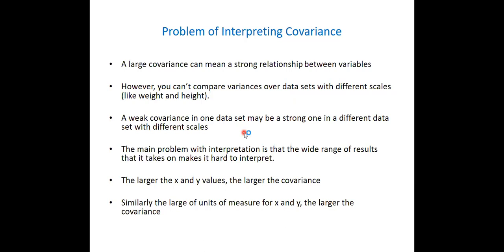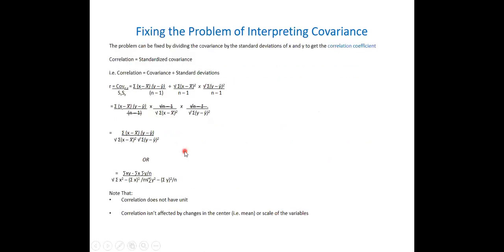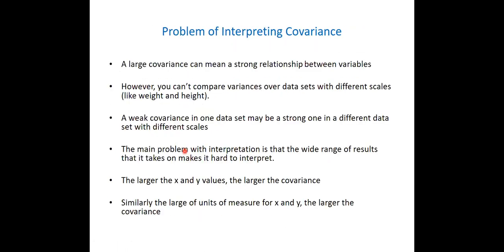For example, if you talk about the standard deviation of weight, maybe the mean is 70 and the standard deviation is 10 or 15. For height, the mean is maybe 1.6 and the standard deviation is 0.07. They are not comparable because they are not on the same scale. So a weak covariance in one data set may be strong in a different data set with a different scale. You cannot use it for anything you measure on different scales.